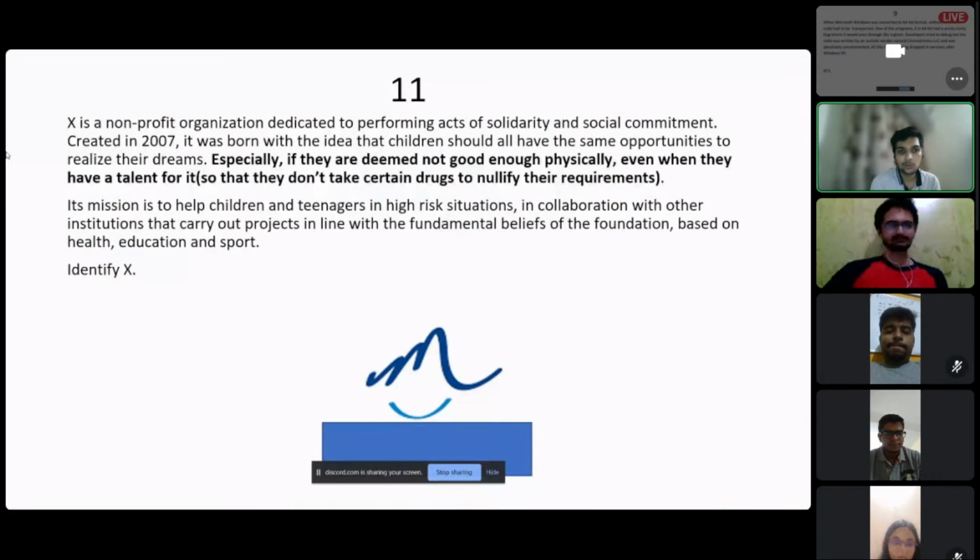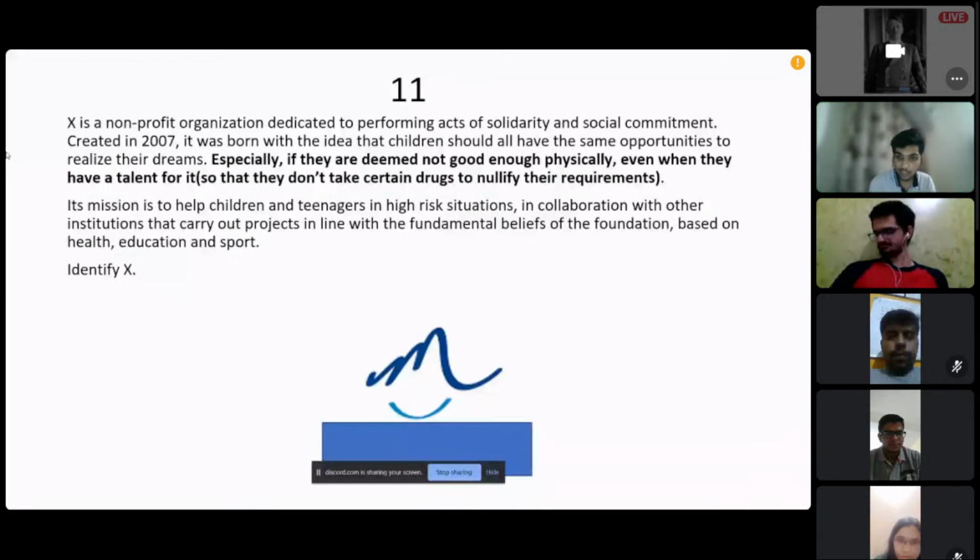Very good question again. X is a non-profit organization dedicated to performing arts of solidarity and social commitment. Created in 2007, it was born with the idea that children should all have the same opportunities to realize their dreams, especially if they are deemed not good enough physically, even when they have talent for it, so that they don't take certain drugs to nullify their requirements. Its mission is to help children and teenagers in high risk situations in collaboration with other institutions that carry out projects in line with the fundamental beliefs of the foundation, based on health, education, and sport.